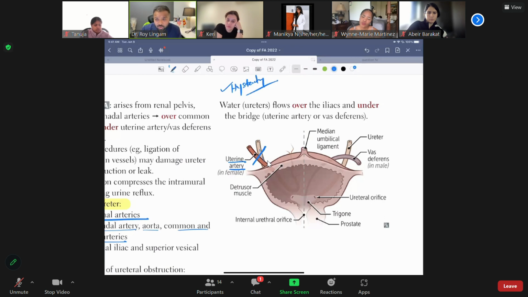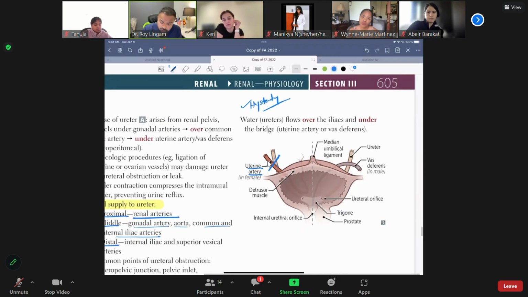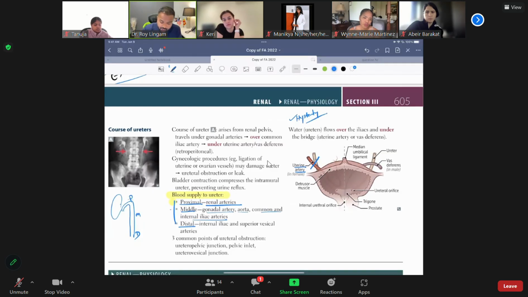Because in case they block it, what happens? You have to reopen the abdomen, because you have to remove it and fix the problem. So that's something you have to be careful about, that they ask you in the exam. Gynecological procedure, ligation of the uterine artery and all this can damage the ureter. Okay, so sometimes you should know that.